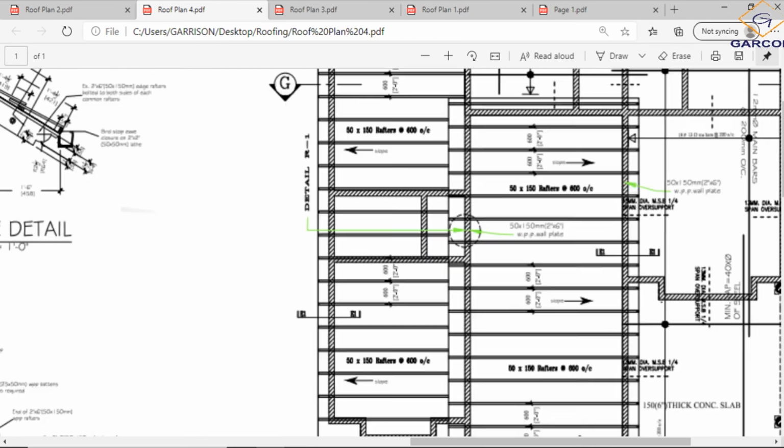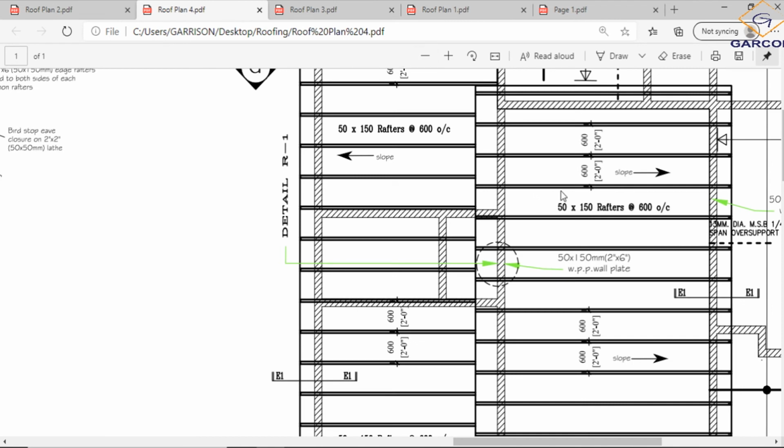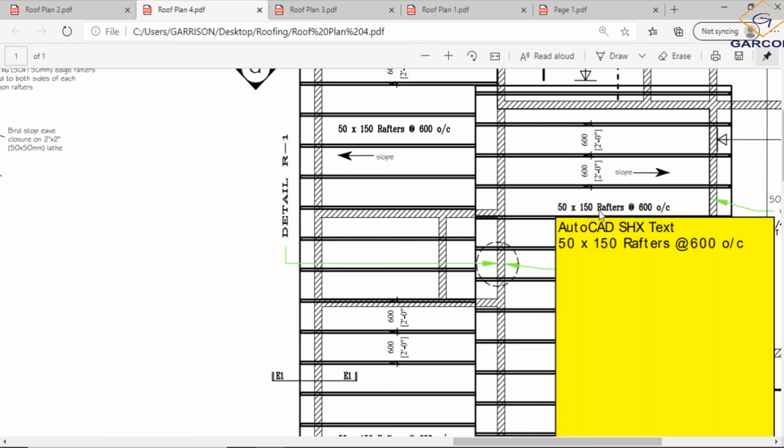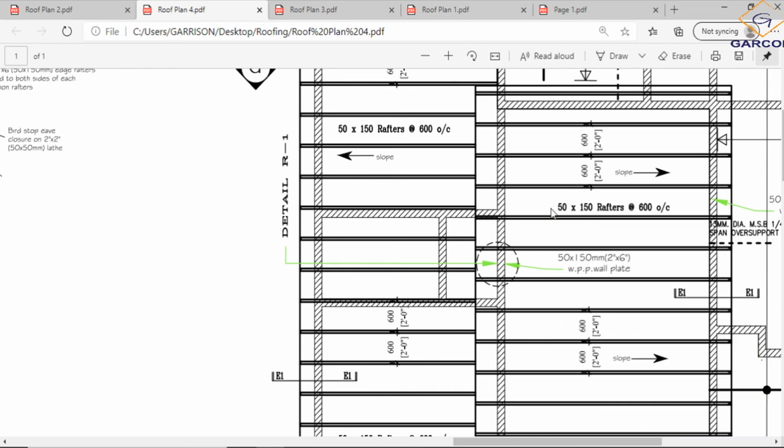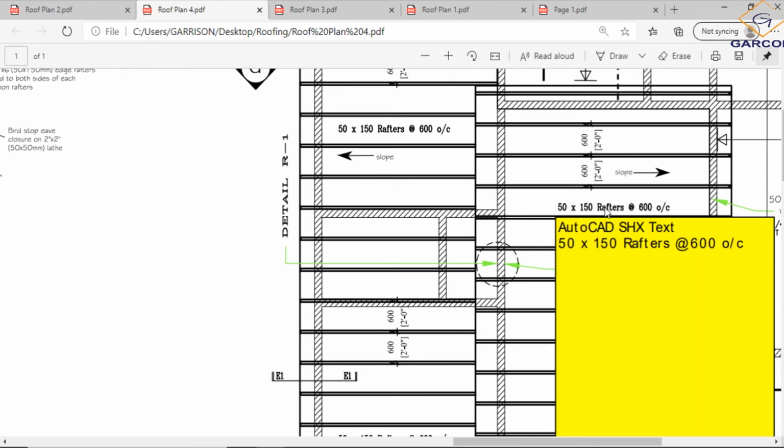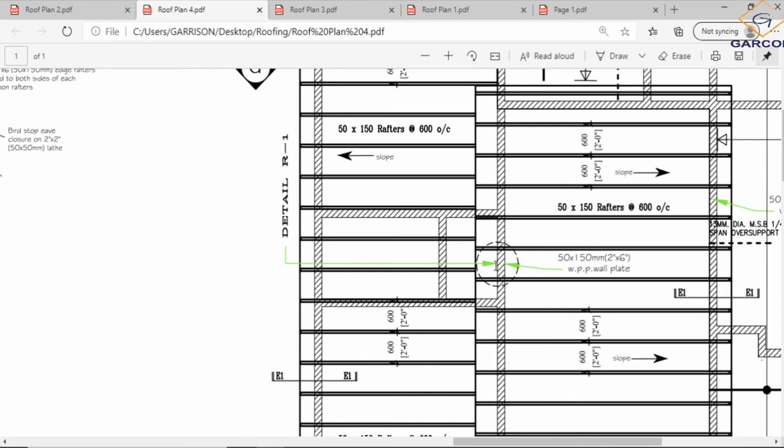Now in this, it uses 50 by 150 rafters, which is 2 by 6, 150 millimeters, 6 inches. And it says 50 by 150 rafters at 600 OC. So O/C means on center, or from center to center. And this is the wall plate, so it's a 50 by 150 or 2 by 6 wall plate. So WPP means vulcanized pitch pine, which is the treated pine wood we usually buy at the hardware.